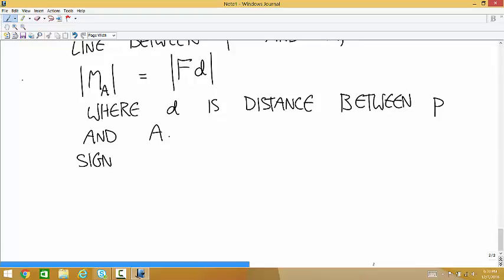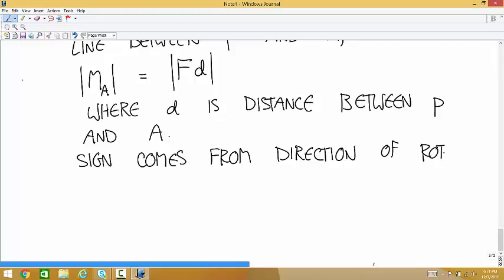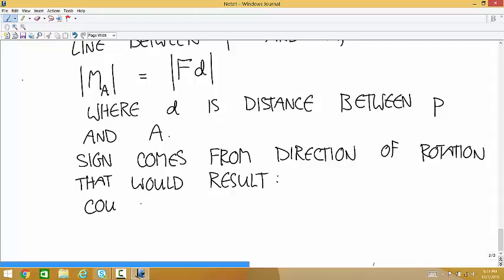The sign comes from the direction of rotation. Let's say the direction of the produced rotation, or the rotation that would result. If that force would produce counterclockwise rotation, then the moment is positive.